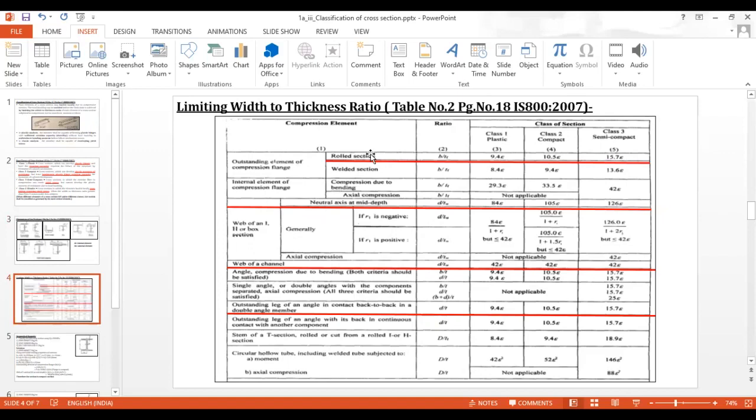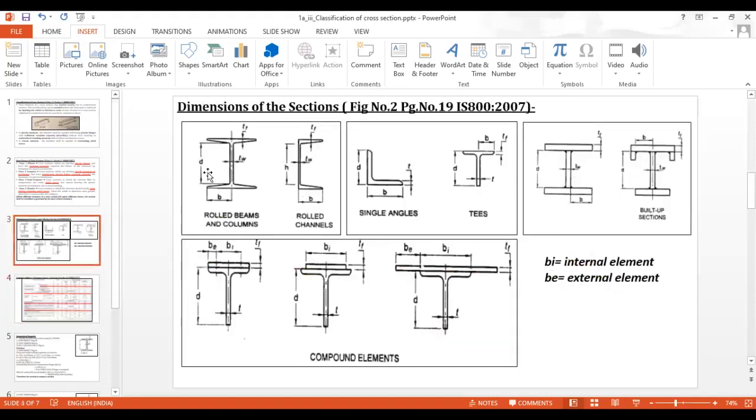Here, if our I section is utilized, then we have to select row number 1. Here I have underlined row number 1 with a red line. The first criteria is B upon TF. If you look at the diagram, B upon TF, that is the flange criteria.